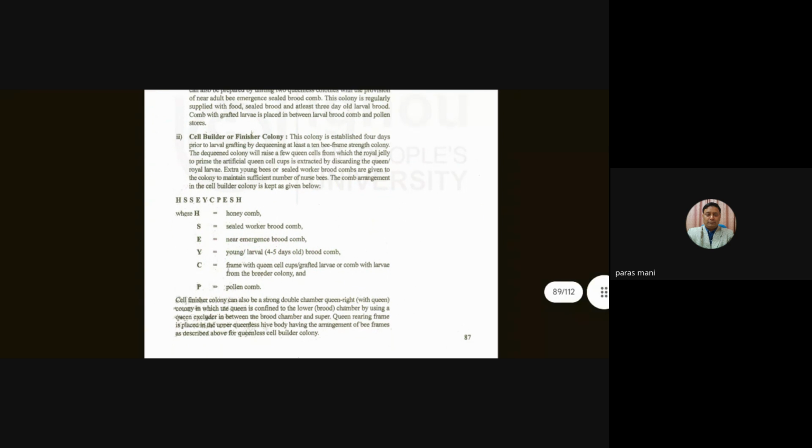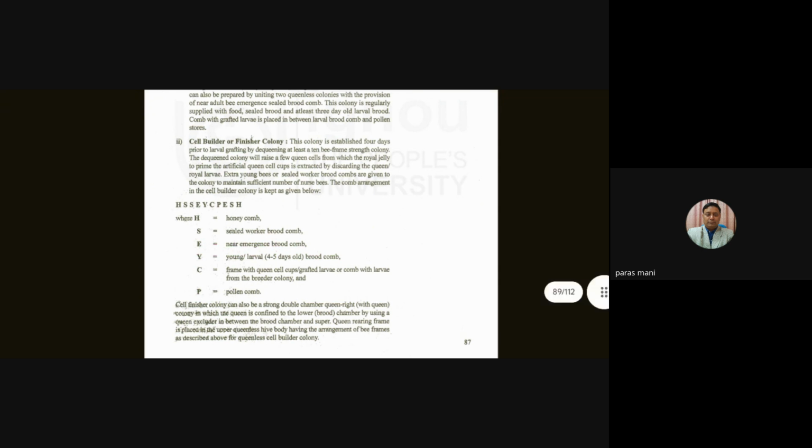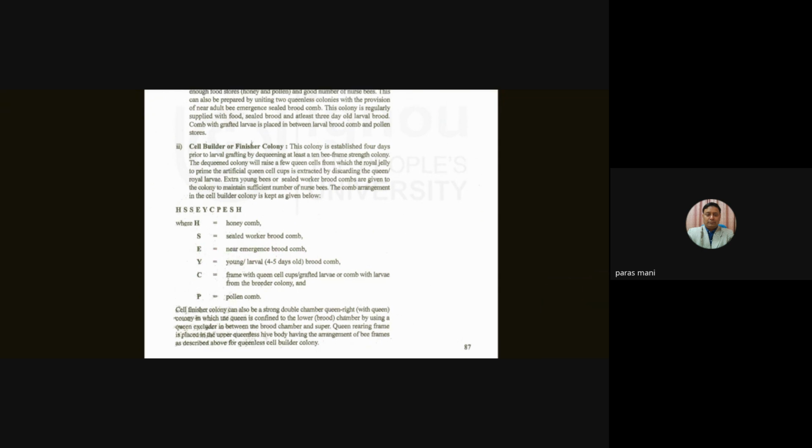This is the order they have given: HSSEYCPESH, where H is honeycomb. In this order, we have to keep the frames. On each outer side, we will place the honeycomb. S is next, sealed worker brood combs. Sealed means that all the developmental stages are completed and the brood is about to emerge. Such frames will be kept next to the honeycombs.